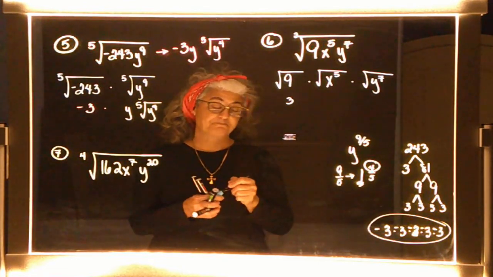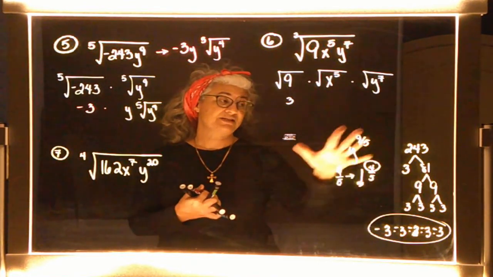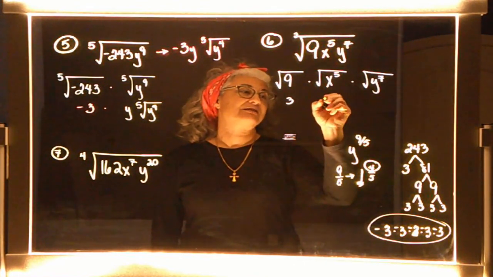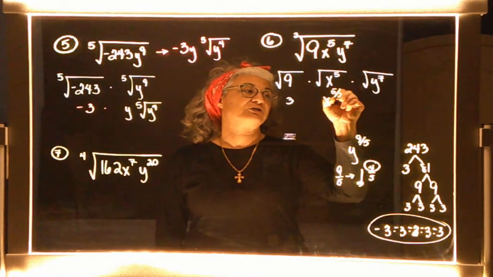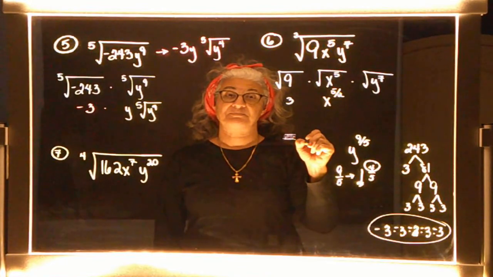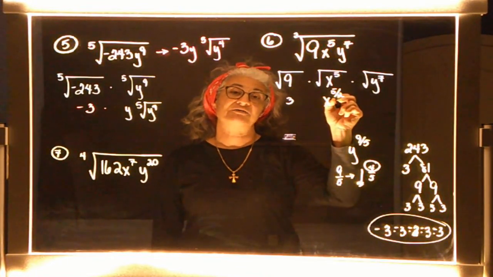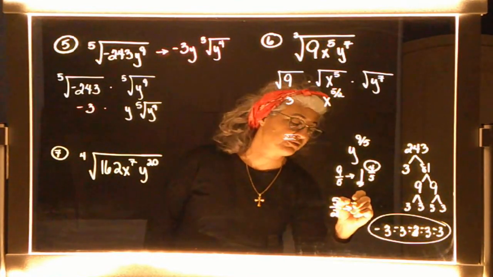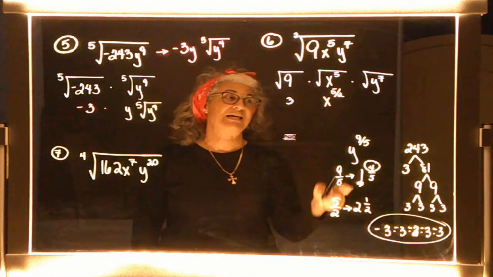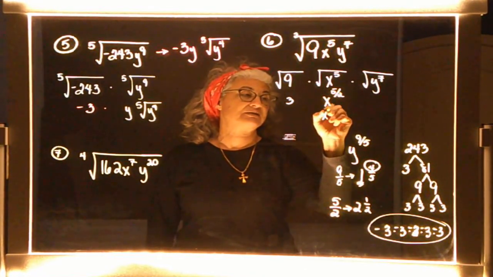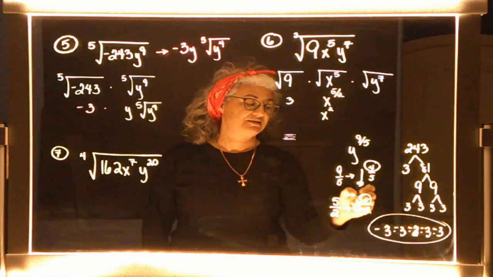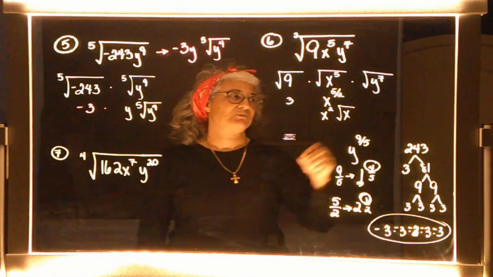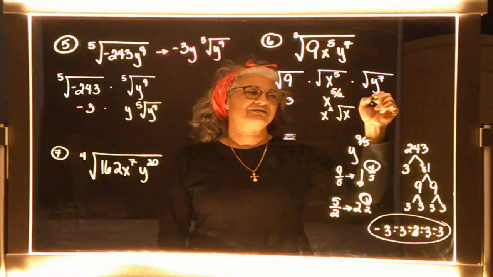Now, x to the 5th. We can do the same thing we did here, can't we? Okay, so this is x to the 5 over 2, isn't it? Change it to a mixed number, that's 2 and 1/2, which means how many x's come out? 2 x's come out, and 1 stays underneath. Right? Okay.